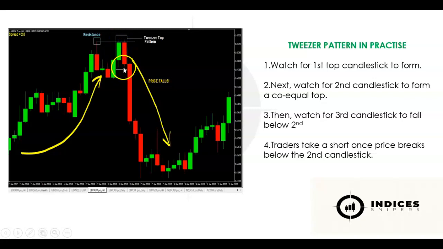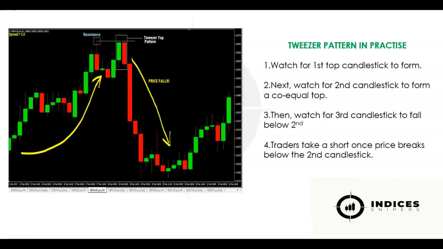Here is the low of this candle, so we want to wait for it to break the low of this candle. Once it breaks the low of this candle, we can take a short position and then we can enjoy this ride.